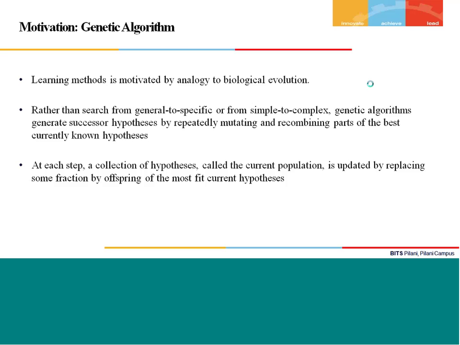So let's see. I will take two working examples to understand this genetic algorithm. I feel that going through a lecture by example gives a better understanding than going through symbolic representations. The learning method is motivated by analogy to biological evolution, rather than search from general to specific or from simple to complex. Genetic algorithms generate successor hypotheses by repeatedly mutating and recombining parts of the best currently known hypotheses.